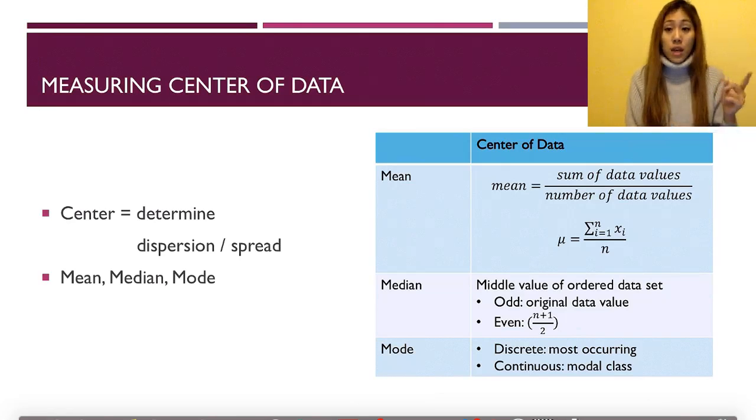So just now in our example, we saw that the question asked for modal class. So when you see that key vocabulary, you know that in your graph and in your frequency table, it should be a continuous frequency table and a continuous graph.